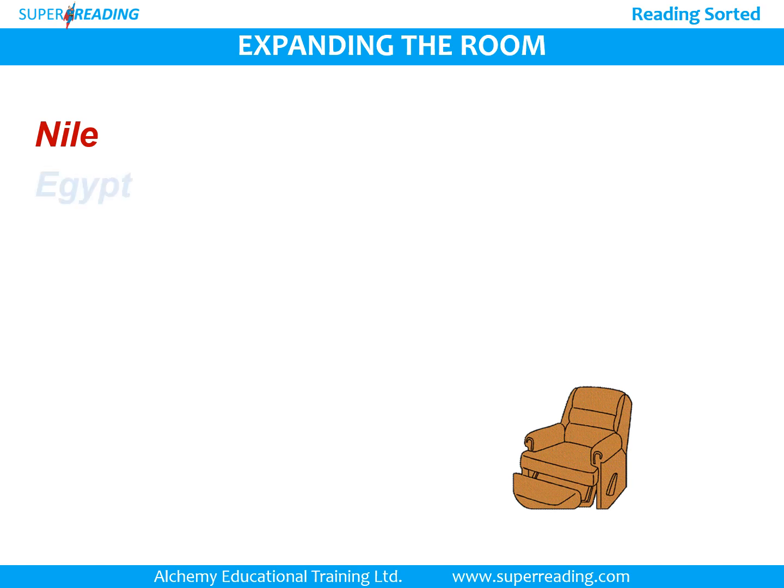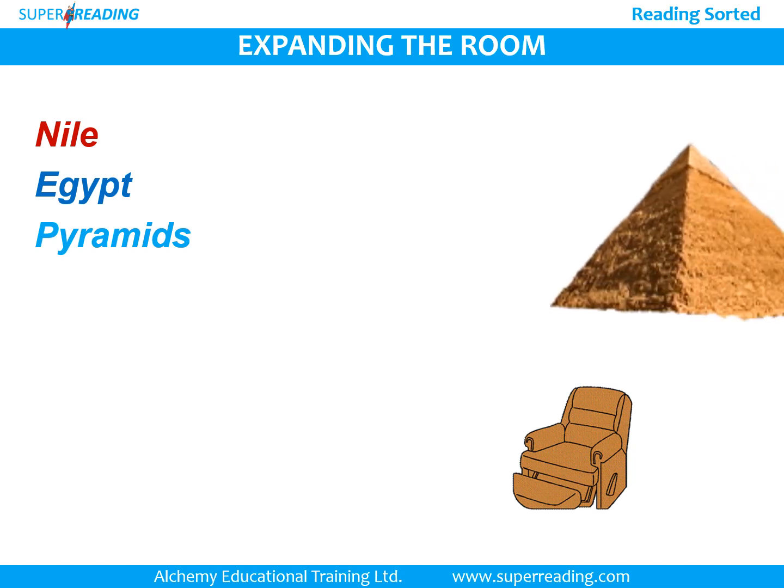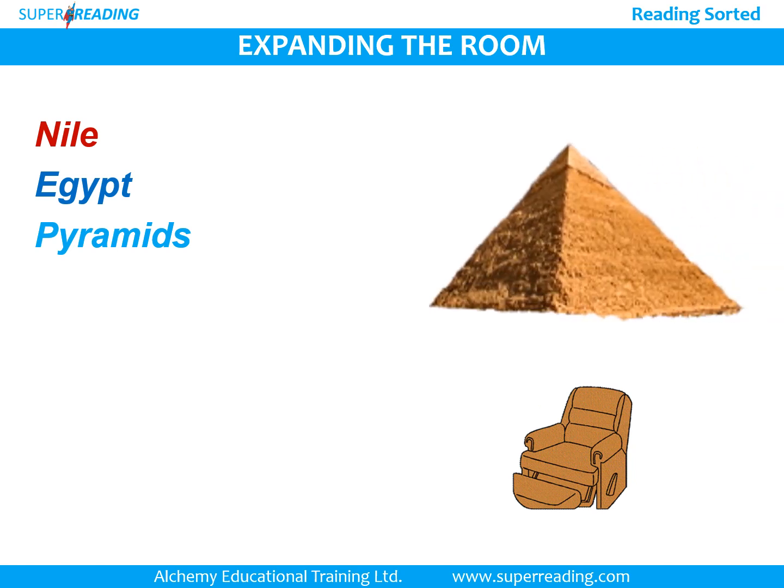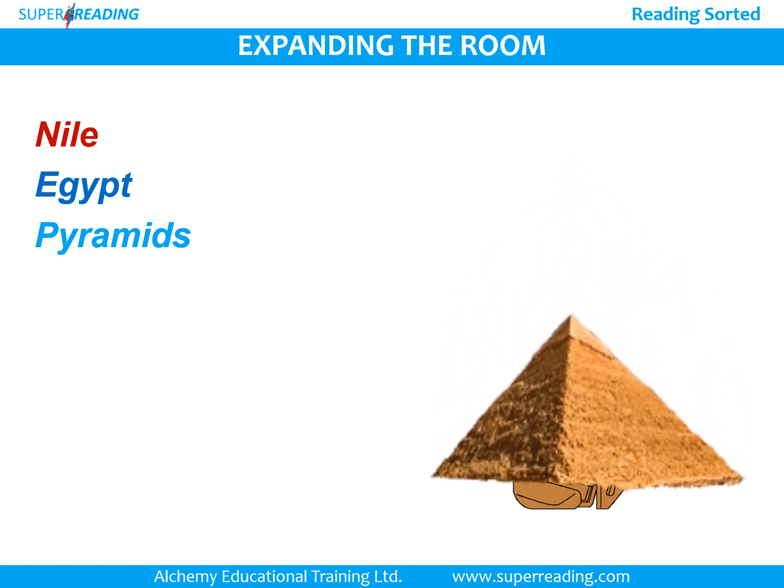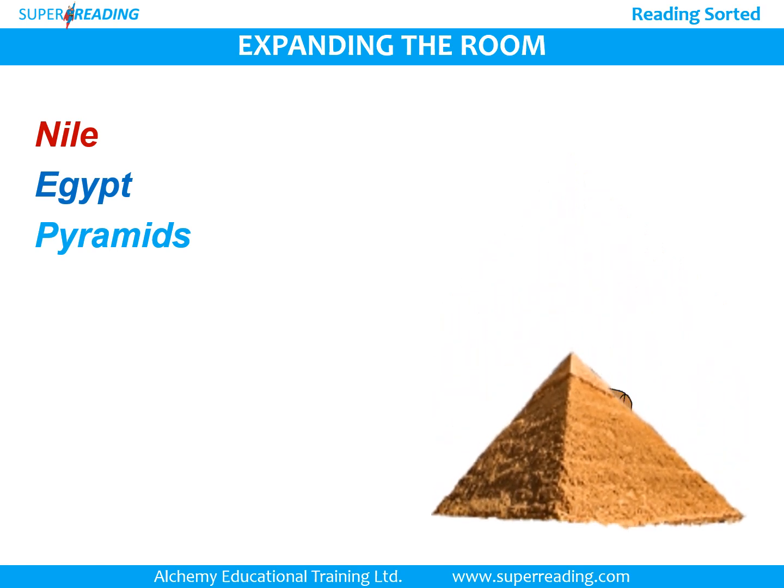The Nile runs through Egypt. What object or objects remind us of Egypt? Well, for most people, pyramids. So what's our visual? We imagine a pyramid falling from up above and landing on the chair. Now the chair is probably going to be smashed.